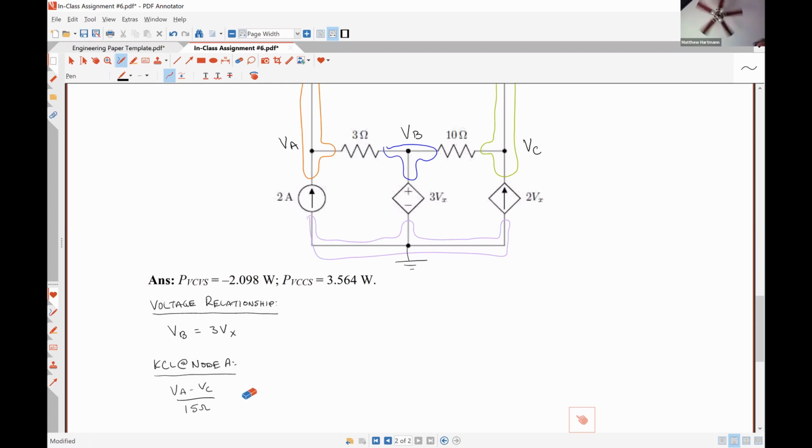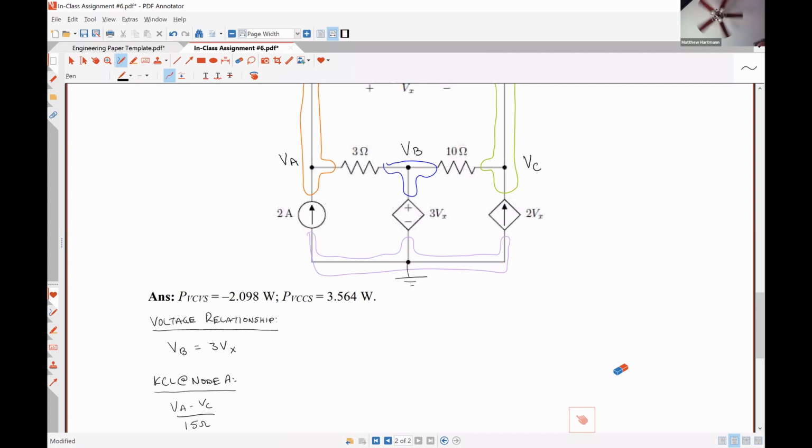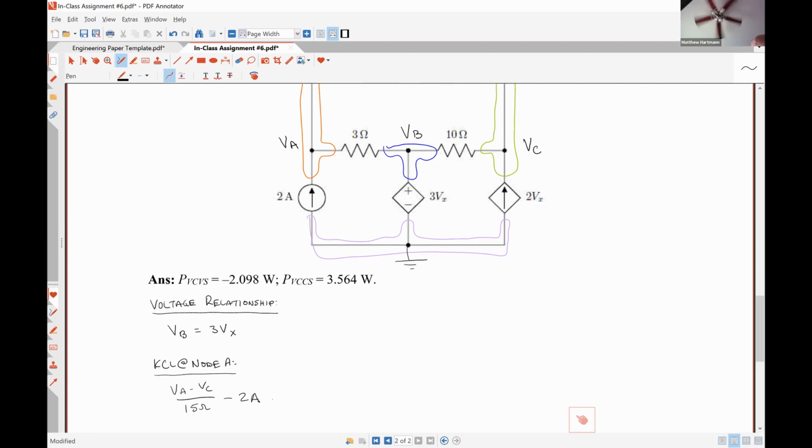Plus. All right. What's another term that we're going to have there? Minus 2 amps. Okay, so that's the current directed down through the current source. So the only other branching path is through the 3 ohm resistor. So what's that term going to be? VA minus VB over 3 ohms. All right.